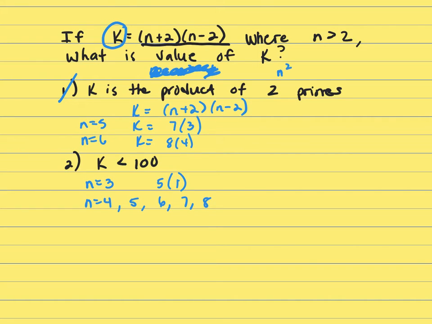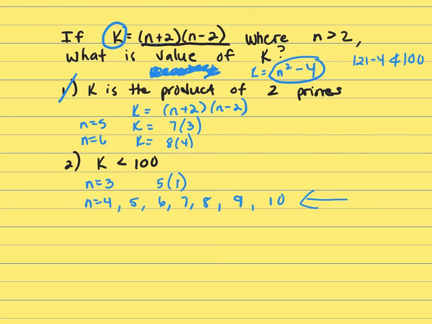I guess I am kind of thinking about that form now, n squared minus 4, because they're saying that k is less than 100, so I want this to be less than 100. 8 squared minus 4 is less than 100. 10 squared minus 4 is 100 minus 4, but if you let n be 11, 11 squared is 121, and 121 minus 4 is not less than 100. So you get all these choices here, but we can't get just one value of k.